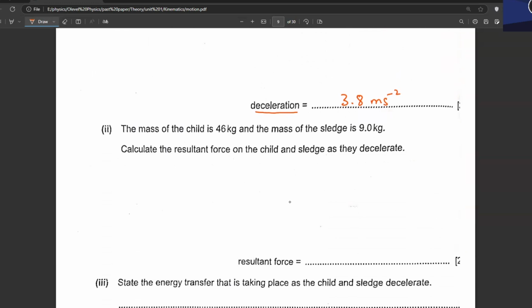The mass of the child is 46 kg and the mass of the sledge is 9 kg. Determine the resultant force as they decelerate. F equals ma. Mass will be 46 plus 9, which is 55. Mass 46 plus 9 multiplied by 3.8 gives you an answer of 209 newtons as your resultant force.